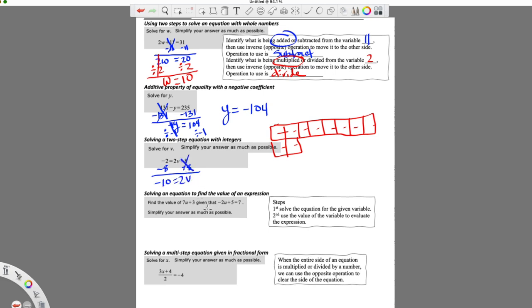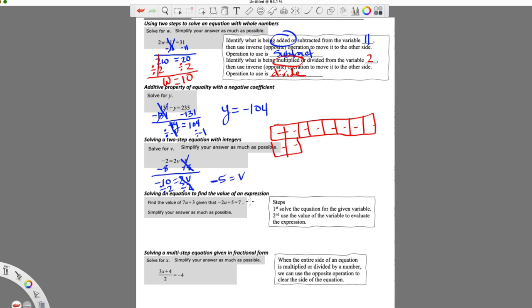All right, now what's being multiplied or divided by the variable? It's 2. So that's being multiplied. So I'm going to divide because that's the opposite operation. So negative 10 divided by 2, that's going to be negative 5. So you can do 10 divided by 2 and you get 5. Since it was a negative divided by a positive, it's going to be a negative. And then 2 divided by 2 cancels and we have v.